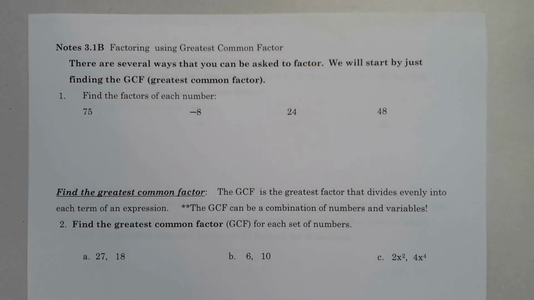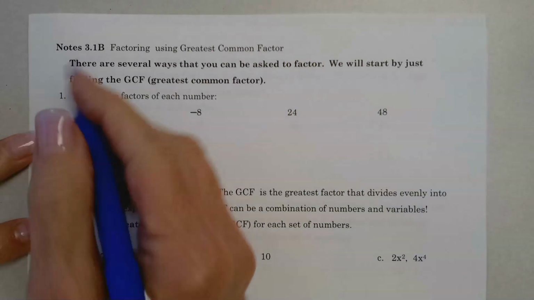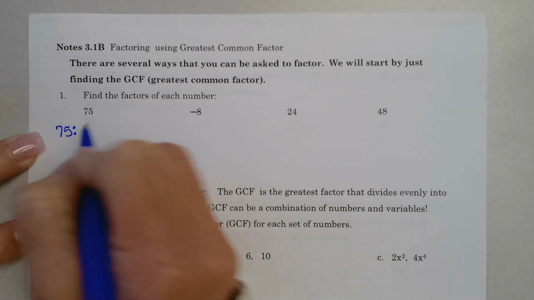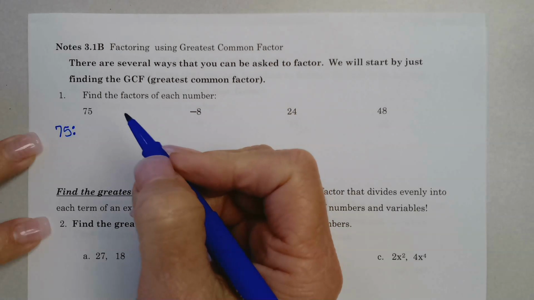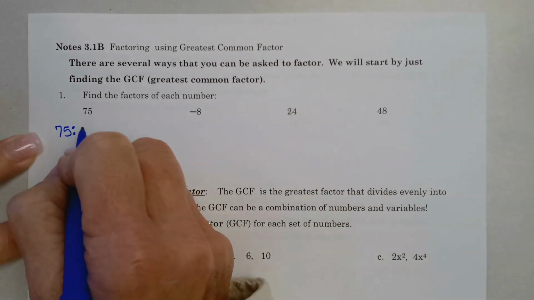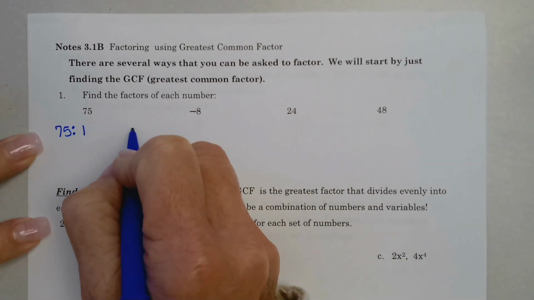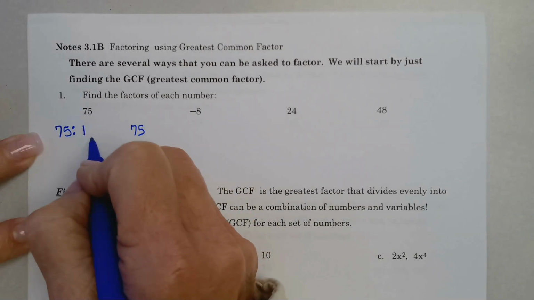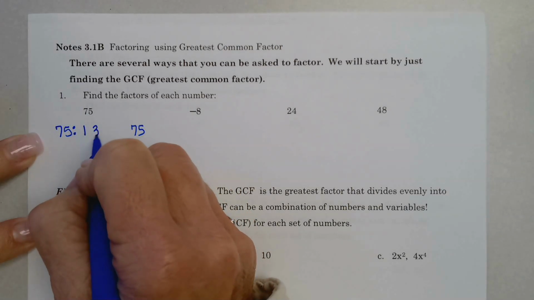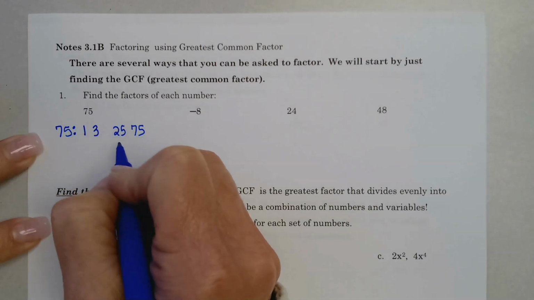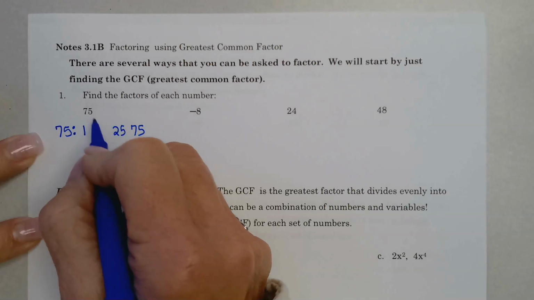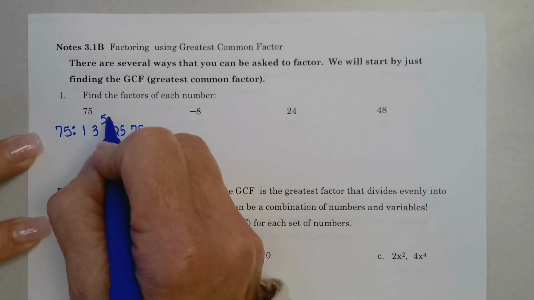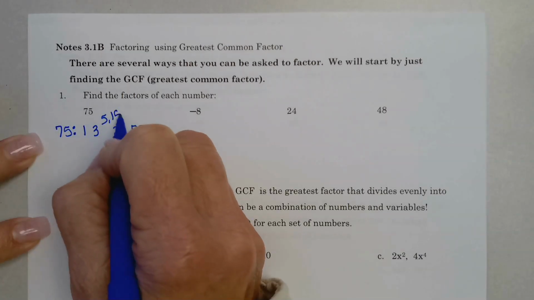each number. So if you have the number 75, and I said find all your factors of 75, I'm asking what divides evenly into 75. Well, I know that 1 in itself works, 1 times 75. 2 doesn't go in there, but 3 will divide in there 25 times. And then 5 will divide in there, let's see, 15 times.